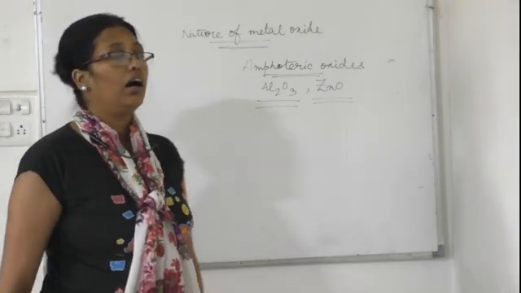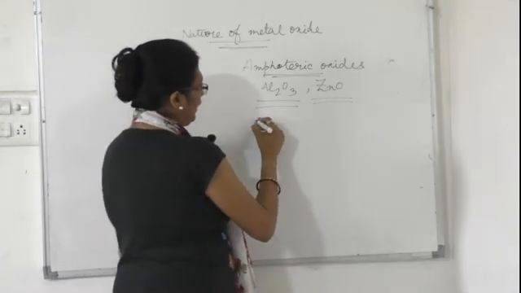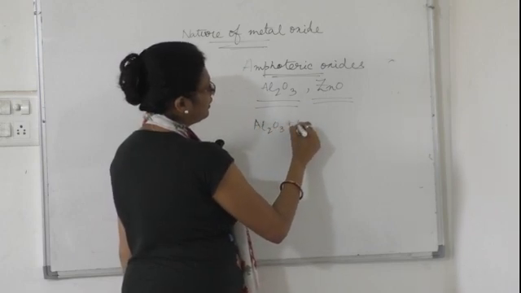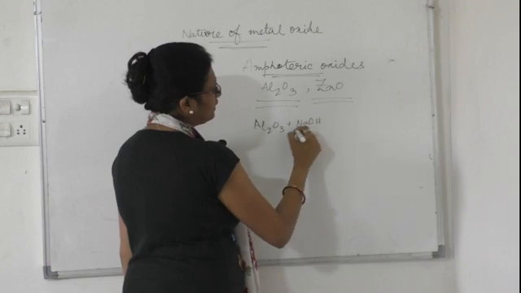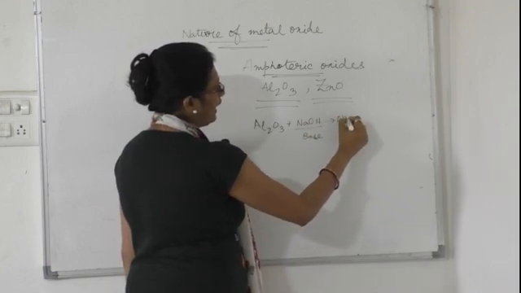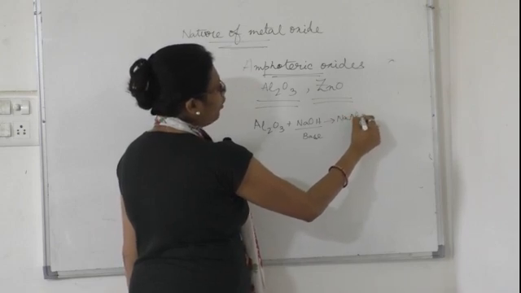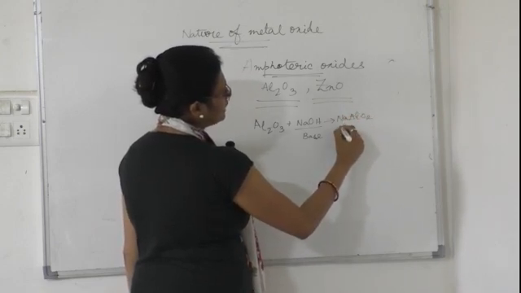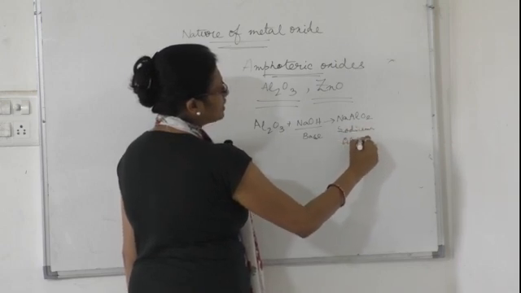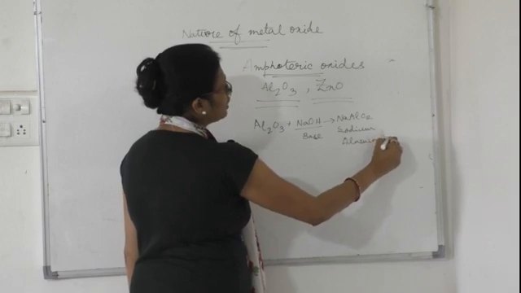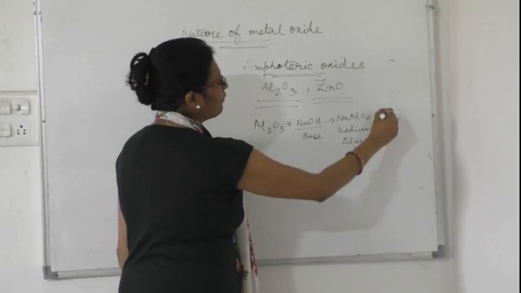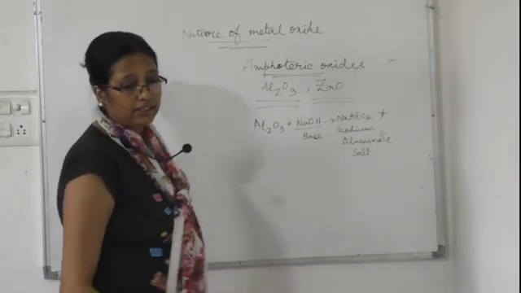How? If you react aluminium oxide with sodium hydroxide, that is a base, you will have NaAlO2. The name of this is sodium aluminate, and it is a salt. And water. Okay.